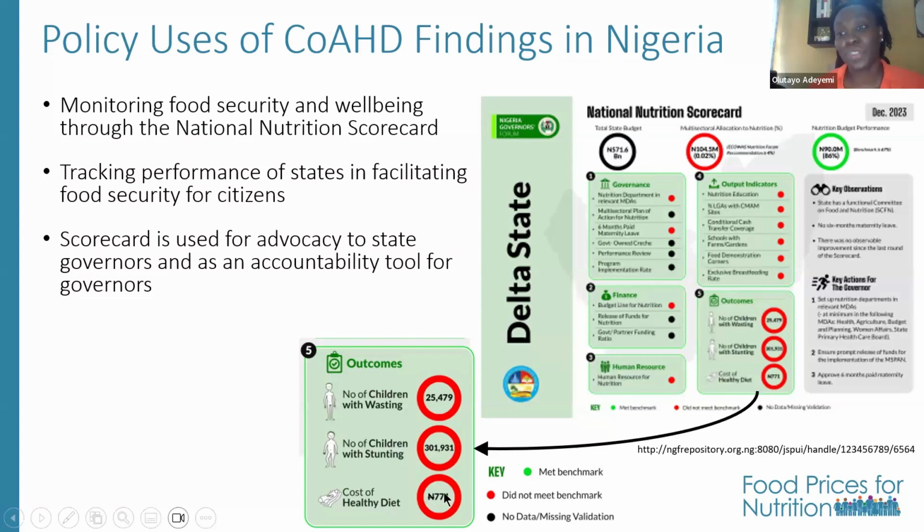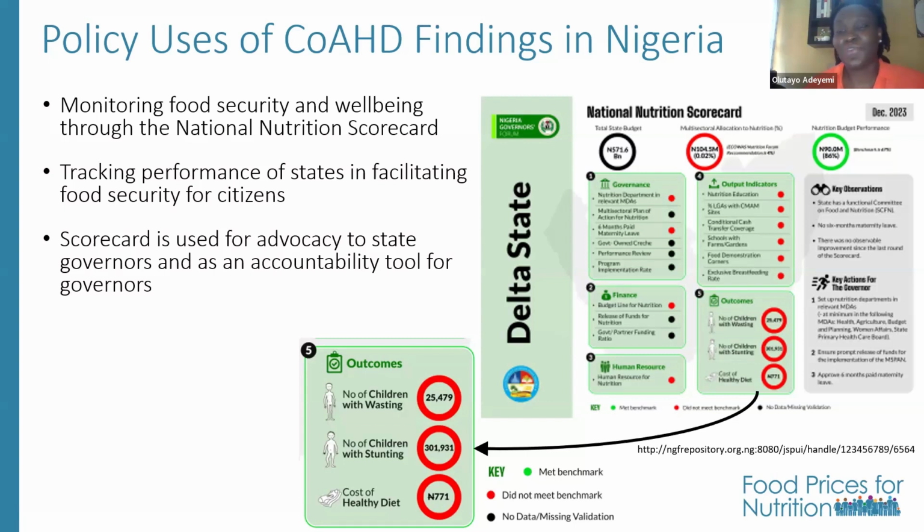So the scorecard is published once a year. And when they report this, they just highlight the fact that the red means that benchmarks are not being met. And in this case, it's showing that the costs have been rising. And it is essentially tracking performance of states in facilitating food security. So if your state isn't improving, then as a governor, you know that, okay, this is something that my administration is not doing well in.